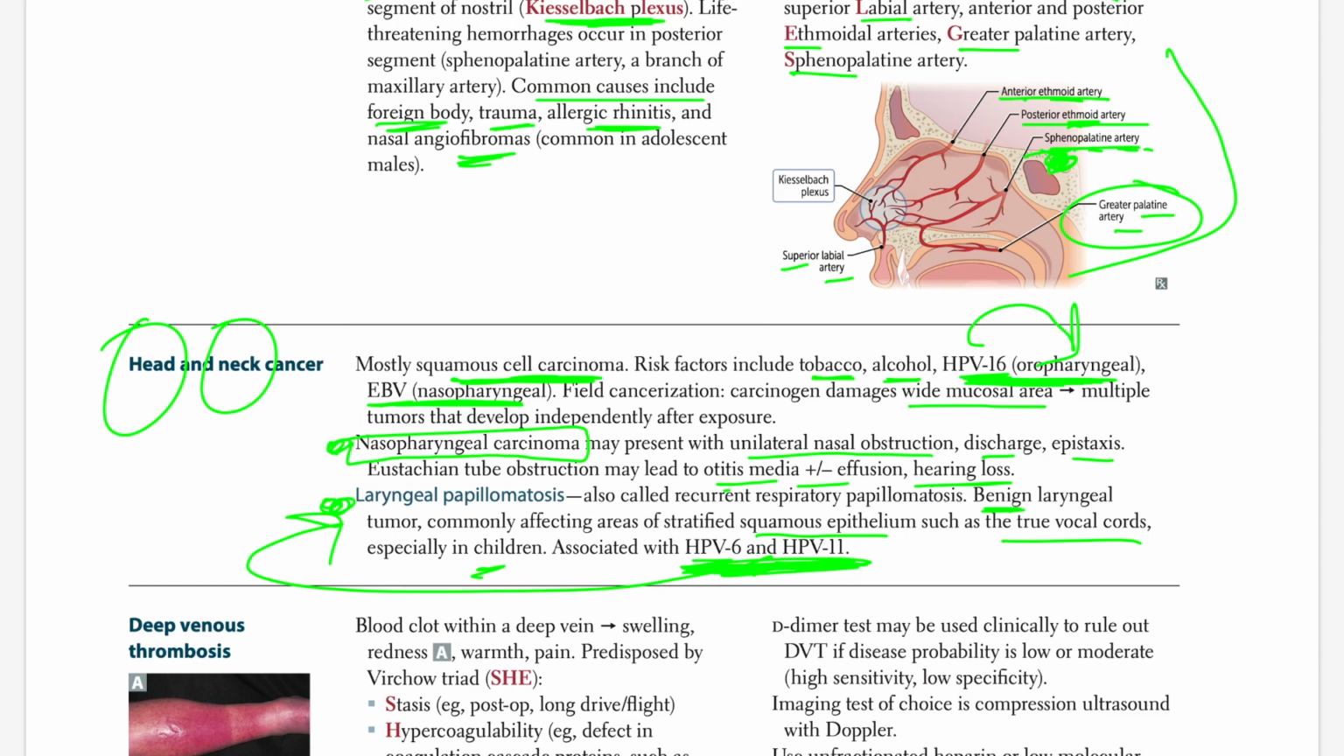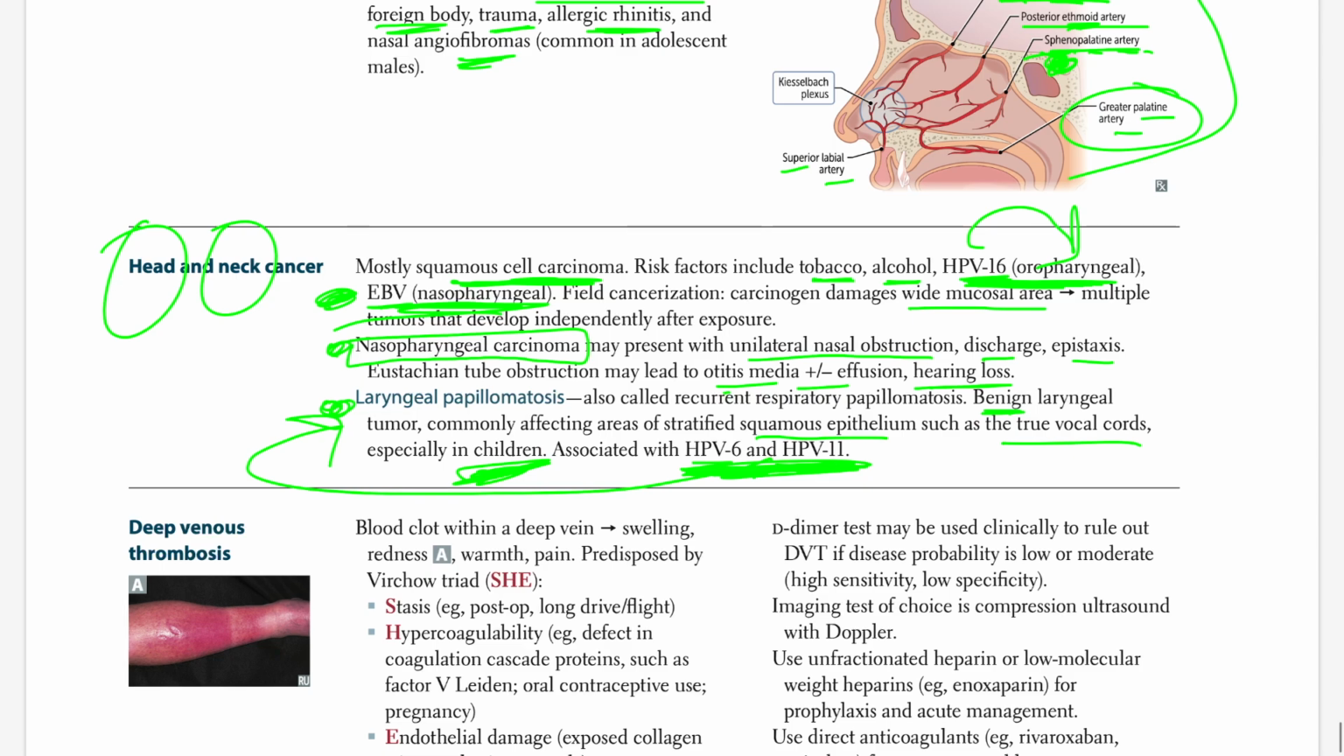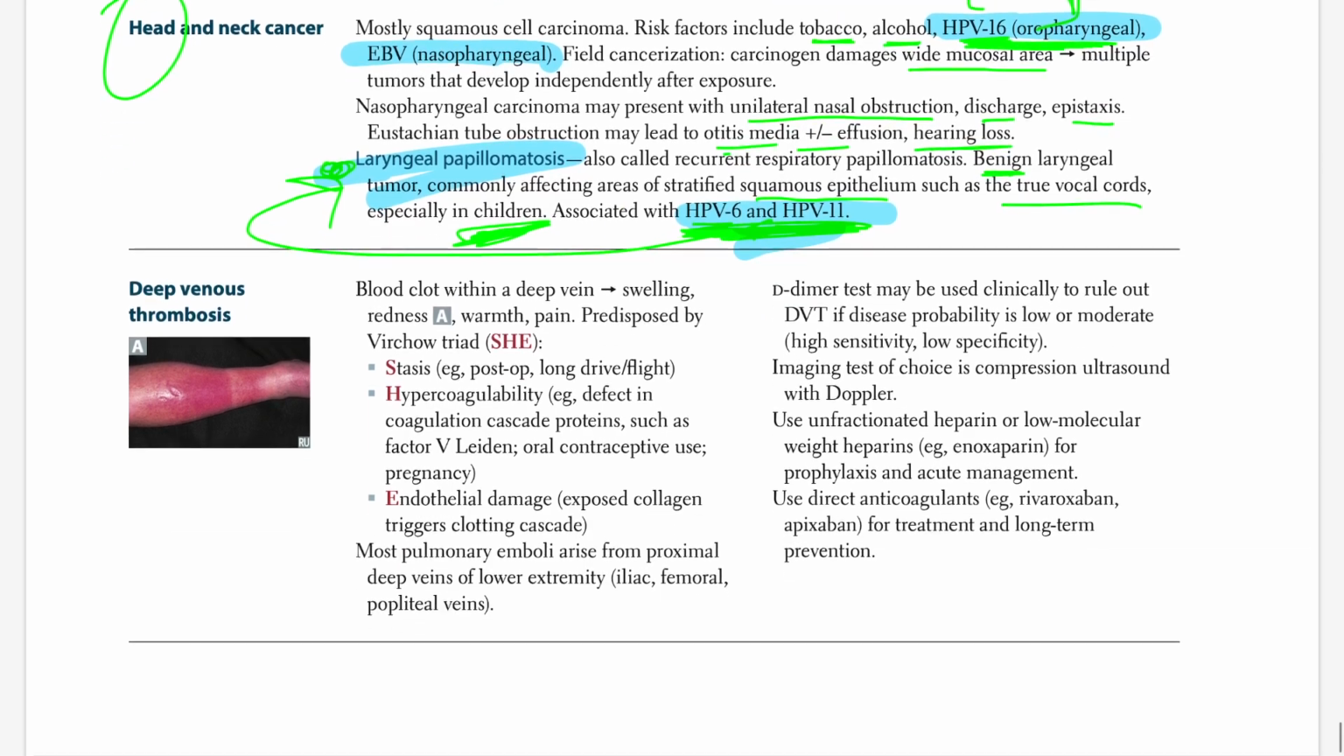HPV 6 and 11, laryngeal papillomatosis, especially in children. HPV 16, oropharyngeal carcinoma, and EBV, nasopharyngeal carcinoma. These three things are high yield: EBV, nasopharyngeal; HPV 16, oropharyngeal; HPV 6 and 11, laryngeal papillomatosis.